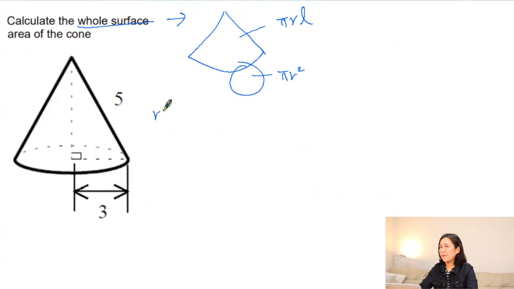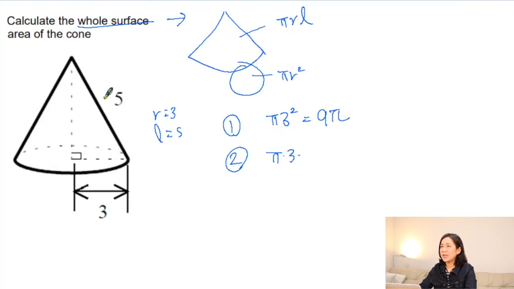Then simply you find the r is 3 and then l is 5. Just be careful with your slant height. That's not the height, okay? So now let's put the numbers into the right letter. Now pi times 3 squared, that's 9 pi, the area of the circle. The curved surface area will be pi times r, that's 3 times 5, is 15 pi. Then you add them together, 9 pi plus 15 pi will be 24 pi.